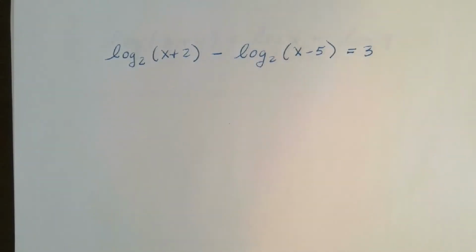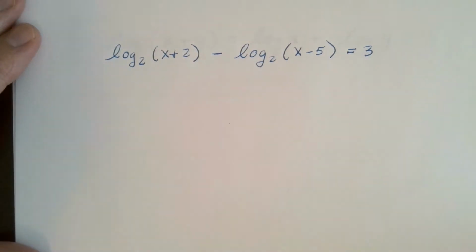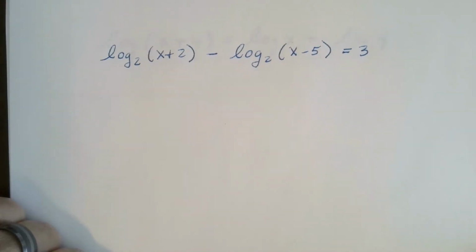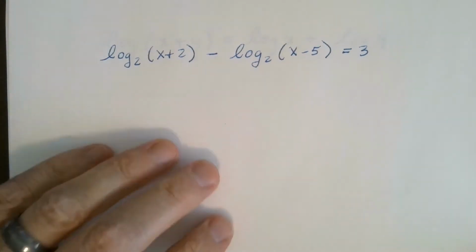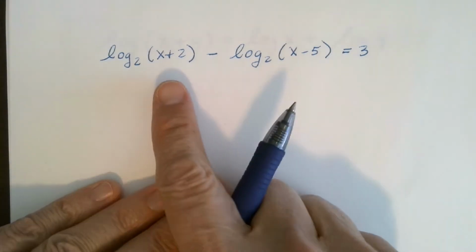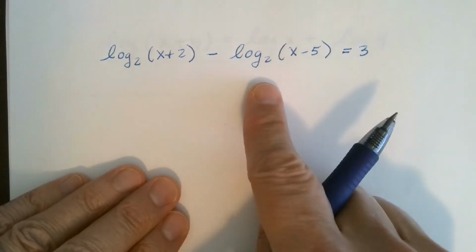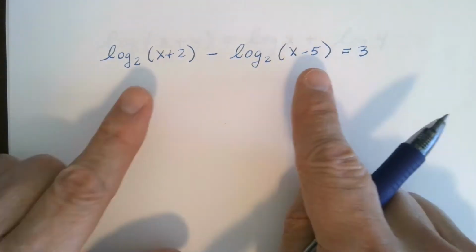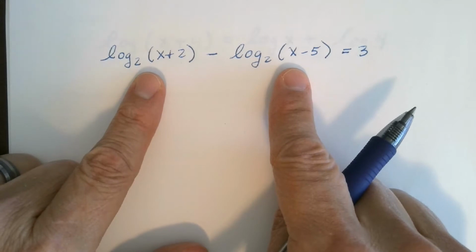Okay, before I do the promised application involving logarithmic equations, I want to try a couple more because I know these are very challenging. Let's take a look at a couple more equations as a bonus. Again, here's a logarithmic equation: log base 2 of x plus 2 minus log base 2 of x minus 5 equals 3. Remember, the idea is to combine as one logarithm.